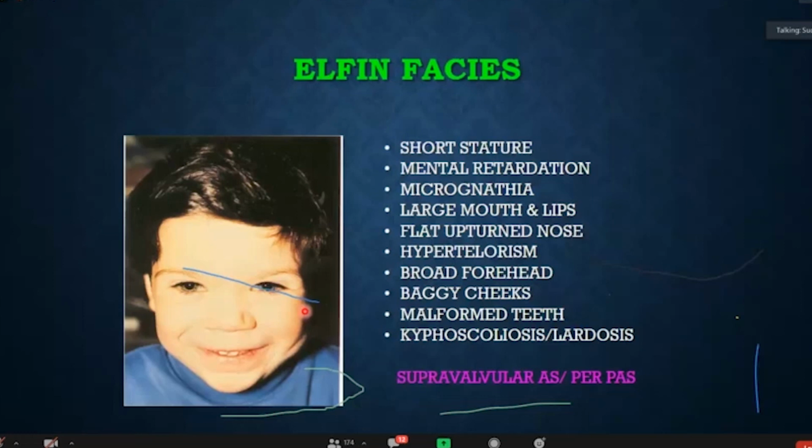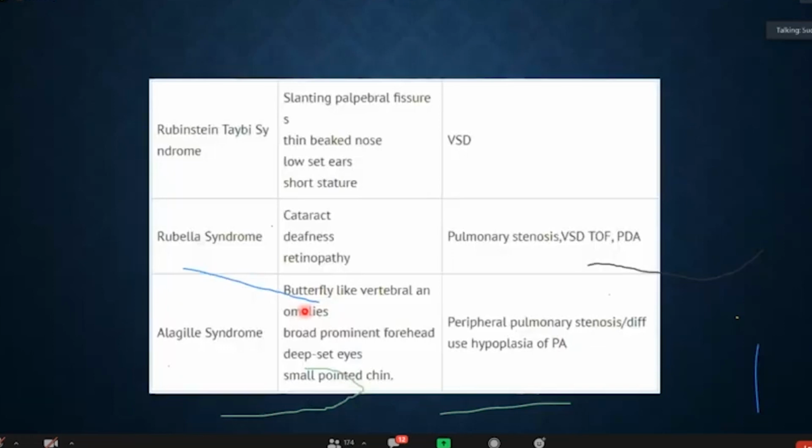Elfin facies is something I think you may not encounter much, but sometimes we may encounter. So always remember this phenotype. Apart from this, rubella, we know about it in pregnancy. It is important to know this history because PDA is one thing which is associated, with the triad of deafness, cataract, and retinopathy. When these three things are there, congenital rubella should click in our minds. So pulmonary stenosis and PDA should come into your mind. And then something known as Alagille syndrome. I think that is one of the rarest things.